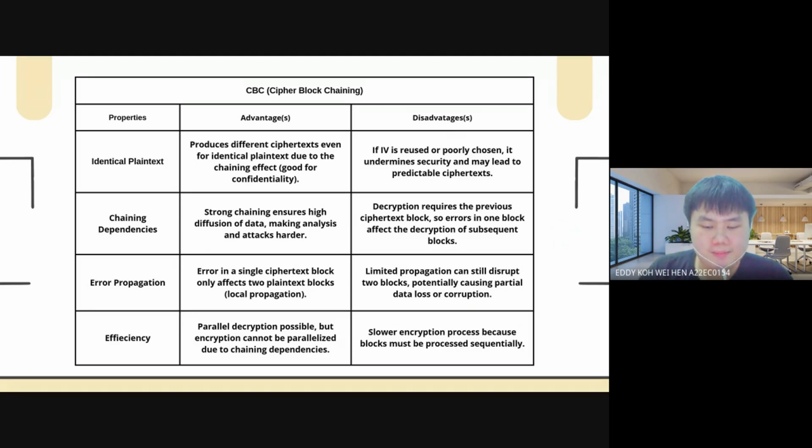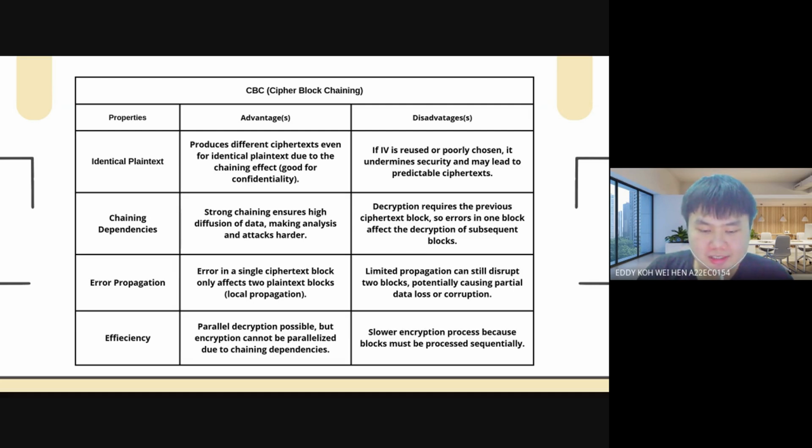So this is the table I have done. As a summary of this table, CBC offers strong security by ensuring identical plaintext blocks produce different ciphertexts, enhancing confidentiality, provided the initialization vector is used correctly.